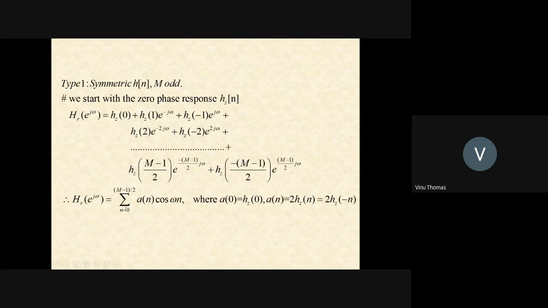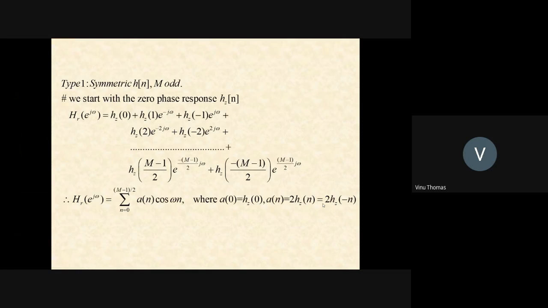HR of e power j omega can be written as the sum from n equal to 0 to (M minus 1)/2 of a of n cos omega n, where a of 0 is equal to H0 of 0, and in general a of n for n other than 0 can be written as 2 into H0 of n, which is also equal to 2 into H0 of minus n because of the symmetry. Now this is your zero phase response.